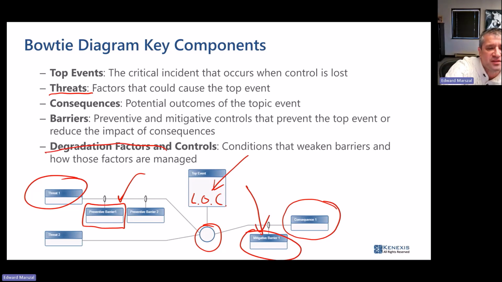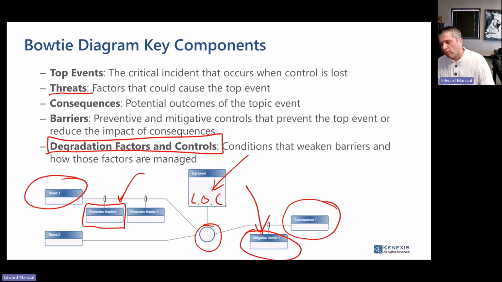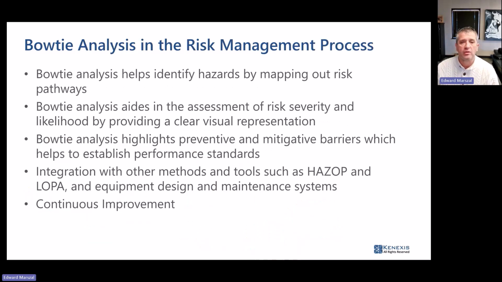And then the other thing that bow tie diagrams do, which is especially important in the later design phases and the operational phases, is it allows you to discuss and document degradation factors and degradation controls. So those things that will prevent your barrier from operating over time, and the tasks and the equipment that we use to prevent that degradation. So a lot more detail than any of your previous PHA studies, whether that be a HAZOP or a LOPA.